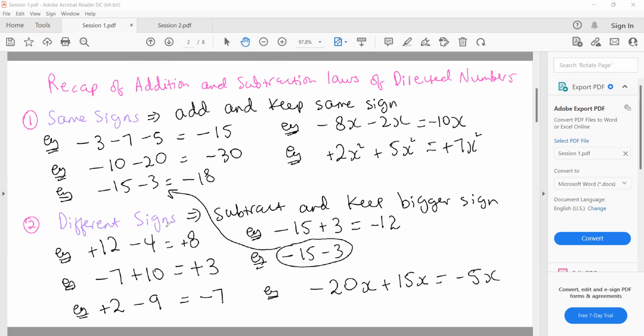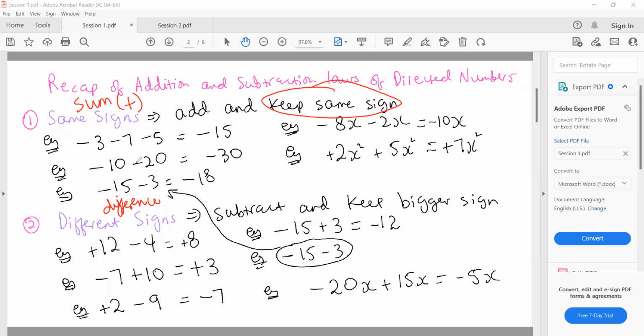Nice. So once you know these laws, you're good to go. We could solve equations, we could simplify expressions using these two laws. These two laws are very simple, easy to learn. Same signs, you find the sum. Different signs, you find the difference. So same signs, you add the two numbers together and you keep the same sign.